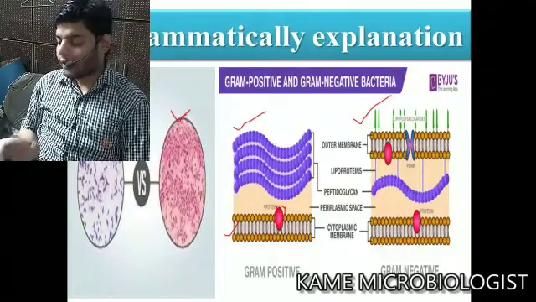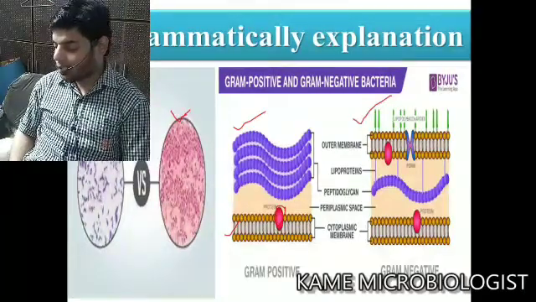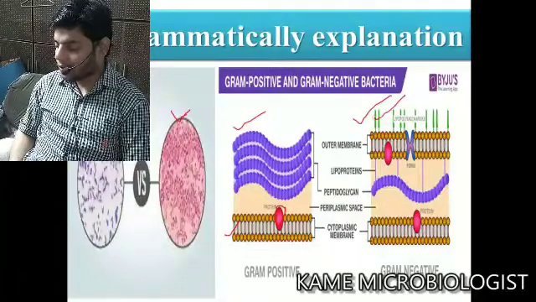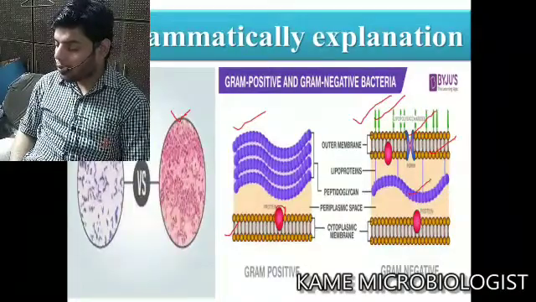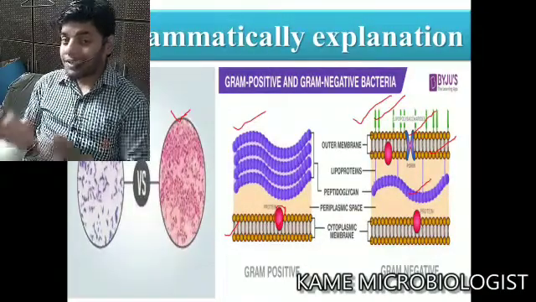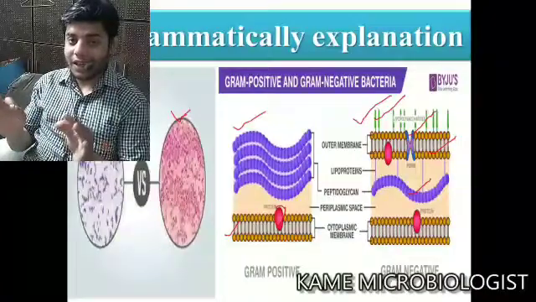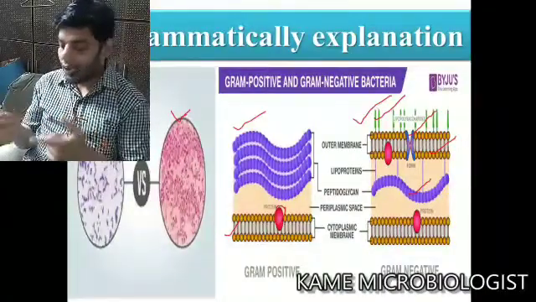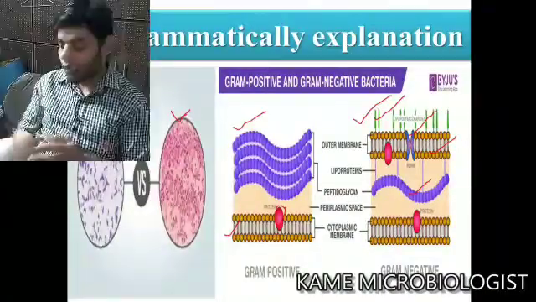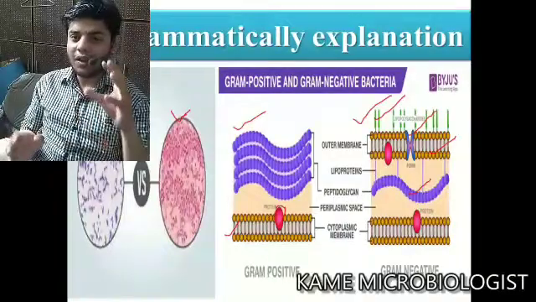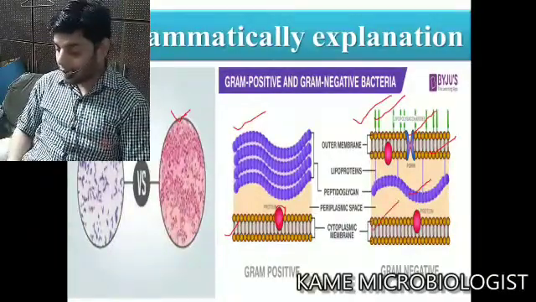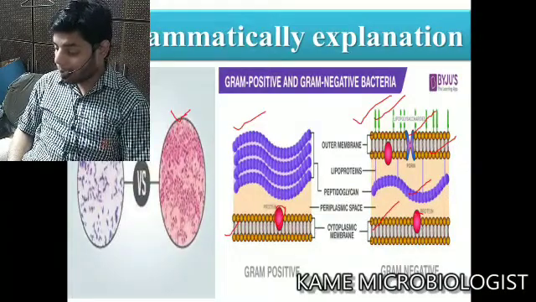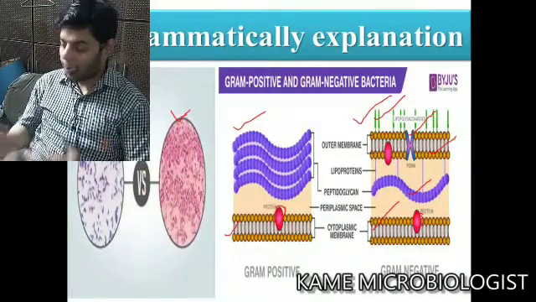But if we compare it with gram-negative bacteria, remember guys, in gram-negative bacteria we have lipopolysaccharide, porin channels, an outer membrane, and a peptidoglycan layer as well. But in this case the peptidoglycan layer is a single thin layer, so the thickness of the cell wall is not as high as in gram-positive. Then we also have an inner membrane, and some proteins are present in the membrane as well.